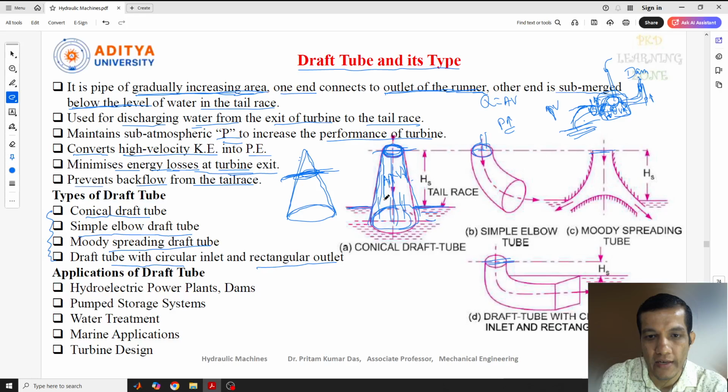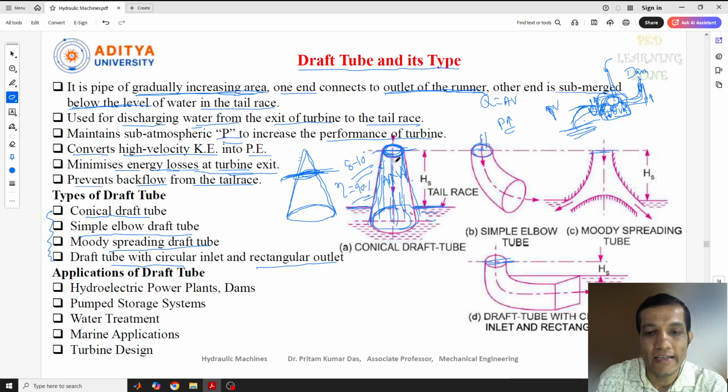If you see, this is a vertical line, and then some angle is there. So the cone angle is mostly 8 to 10 degrees. The efficiency provided by this conical draft tube is near about 90%; a maximum of 90% efficiency can be provided by the draft tube.